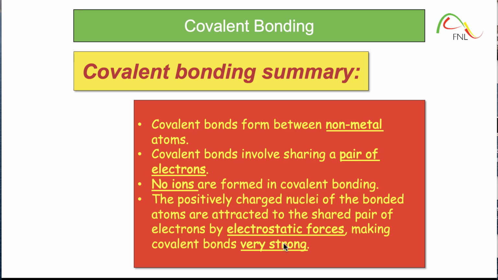Alright, let's just summarise now, looking at covalent bonding. Here we go. Covalent bonds form between non-metal atoms. Covalent bonds involve sharing a pair of electrons. There are no ions formed in covalent bonding, no positive or negative charges between ions. The positively charged nuclei of the bonded atoms are attracted to the shared pair of electrons by what we call electrostatic forces, making covalent bonds very strong. As I said, within a molecule the bonds are very strong, but between molecules, the electrostatic forces are pretty weak, which is why they're mostly liquids and gases.